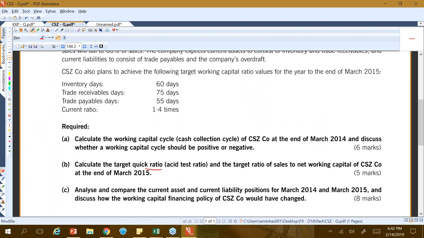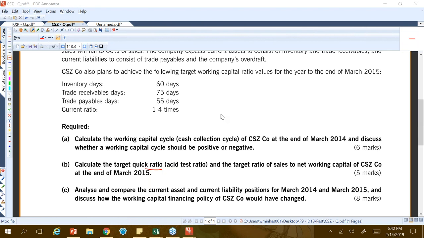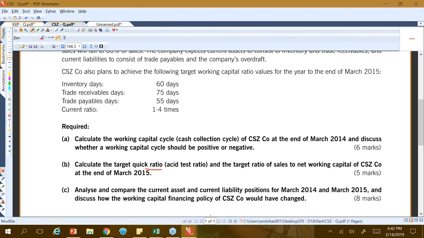Can you tell me what a quick ratio is? What do you know about the quick ratio? Quick ratio: current assets minus inventory over current liabilities. Yes, good, well done. So we all know what a quick ratio is, and we have to compute that quick ratio here. So current assets minus inventory over current liabilities, and the target ratio of sales to net working capital.